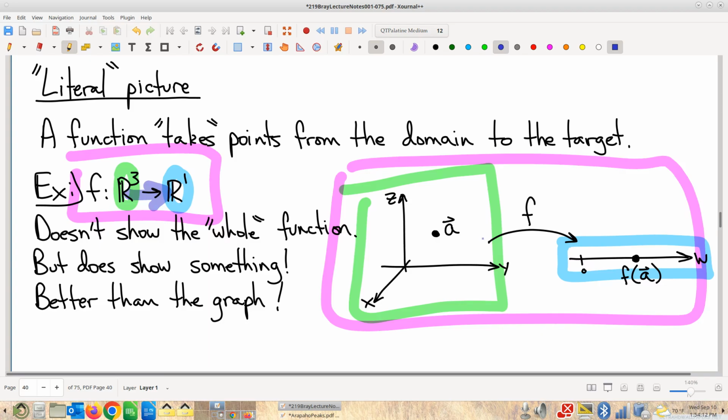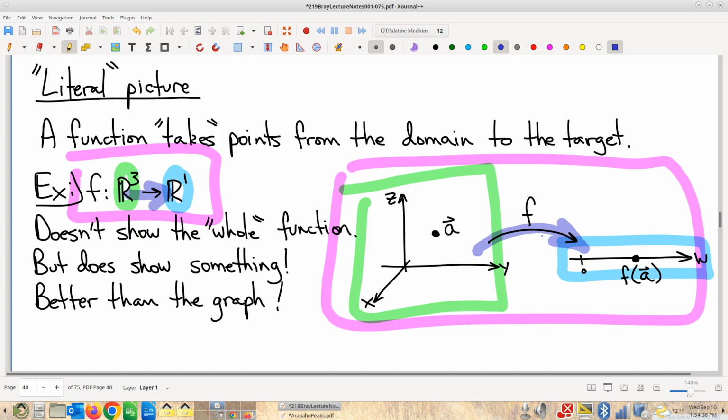And so I'm literally going to draw an indication of sorts here, anyway, of what the function's doing. It's taking points out of here and dropping their images in over here. It's a pretty literal picture of what the function is and what the function does. Okay, now that said, pretty disappointing, right?